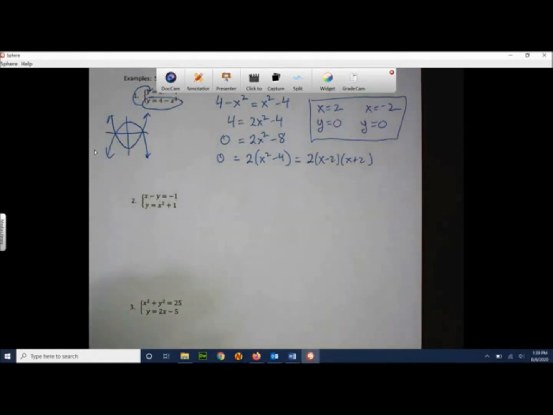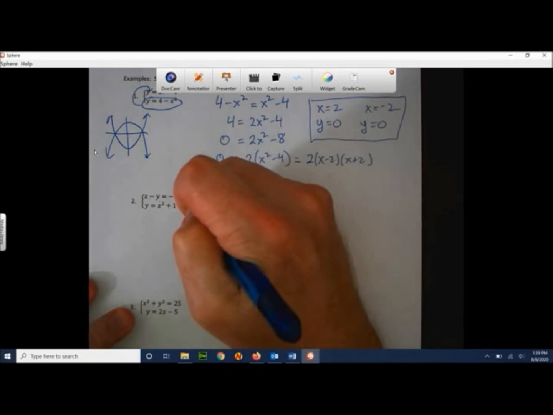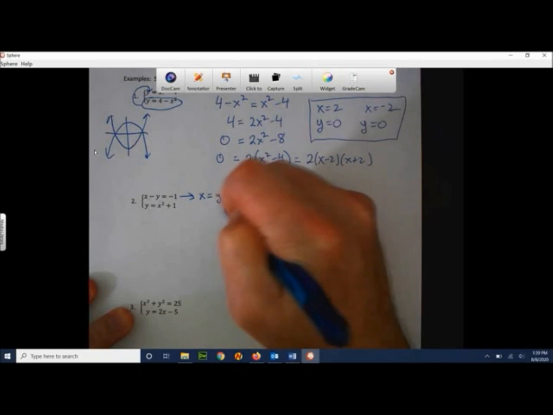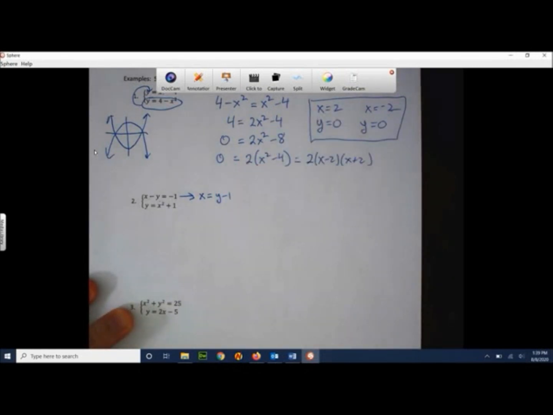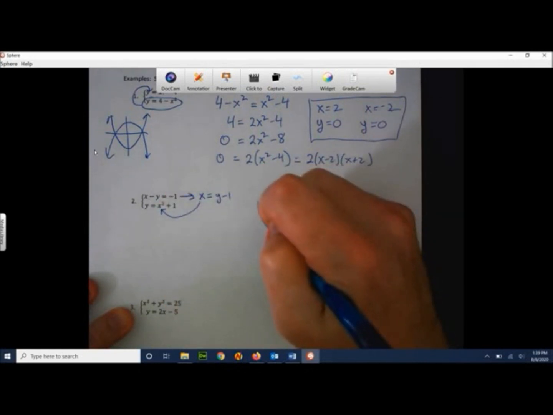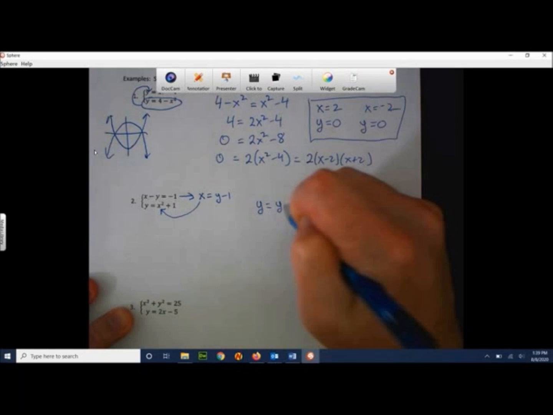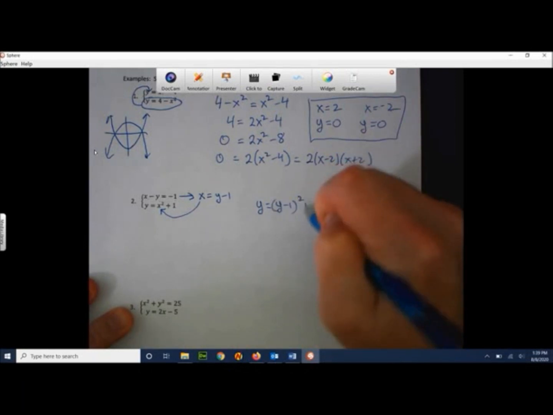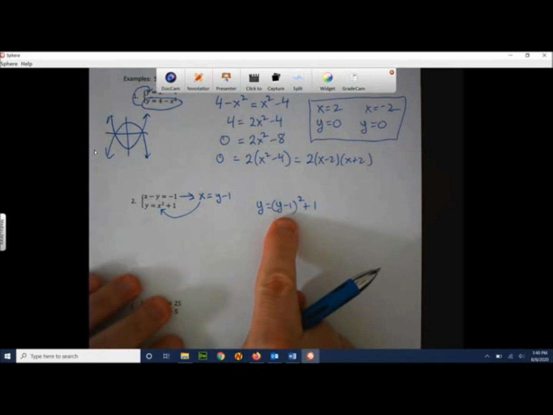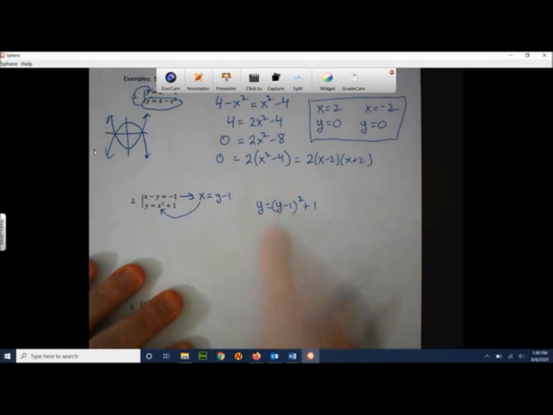This time to solve, I think I again would use substitution. I would take this equation and add y to both sides. So I would have x equals y minus 1. And I would then substitute that into that equation. So y equals y minus 1 squared plus 1. Now be careful here, you've got to FOIL this out. Think of this as y minus 1 times y minus 1 and expand it.